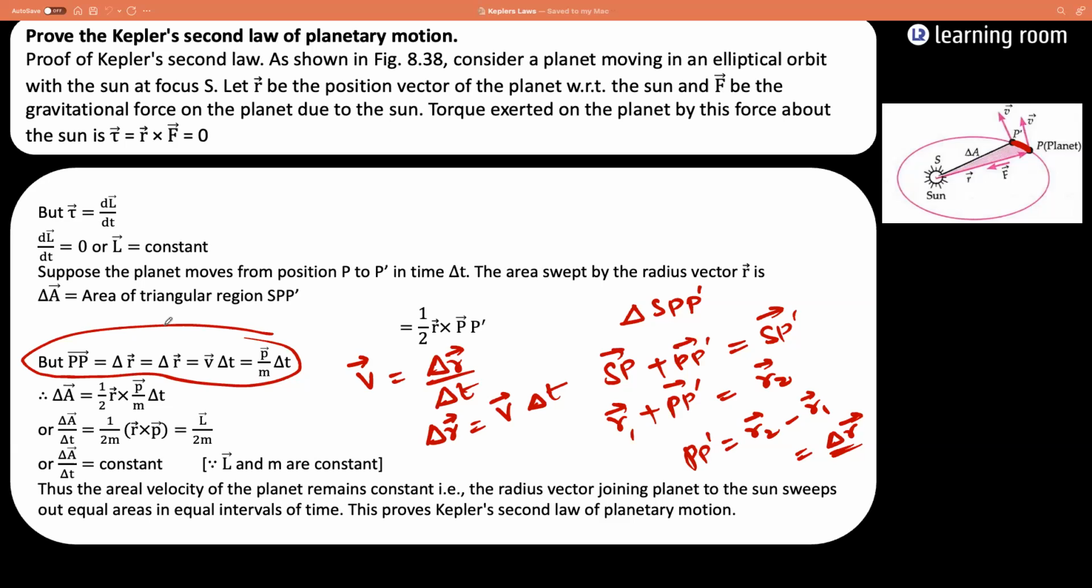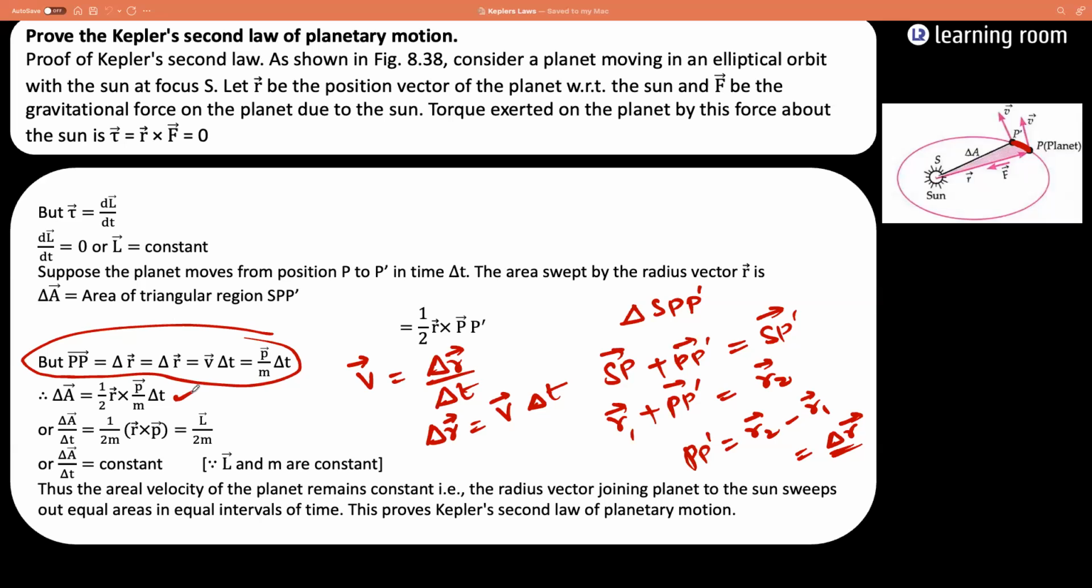But in the place of V vector, what can I write? Can I write it as P vector divided by M? Why? Because linear momentum is equal to mass into velocity. So velocity is linear momentum divided by mass into delta T. Now what I'll do is, in the place of P dash vector, I will substitute P vector by M into delta T.